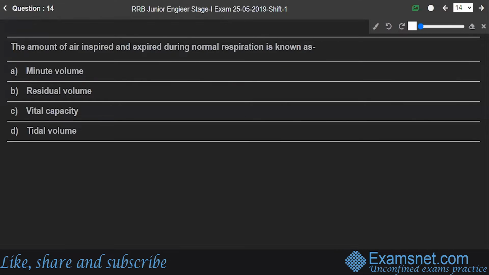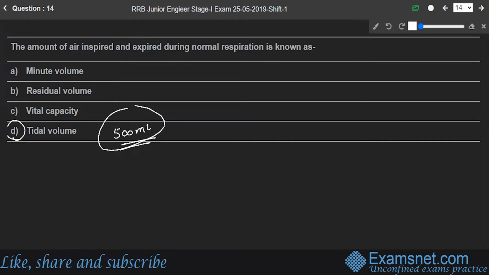Question number 14: the amount of air inspired and expired during normal respiration is also known as minute volume, residual volume, vital capacity, or tidal volume. The right answer to the question is option D, tidal volume. See, the air that normally goes in and out of the lungs during breathing, which is about 500 ml, that's your tidal volume.